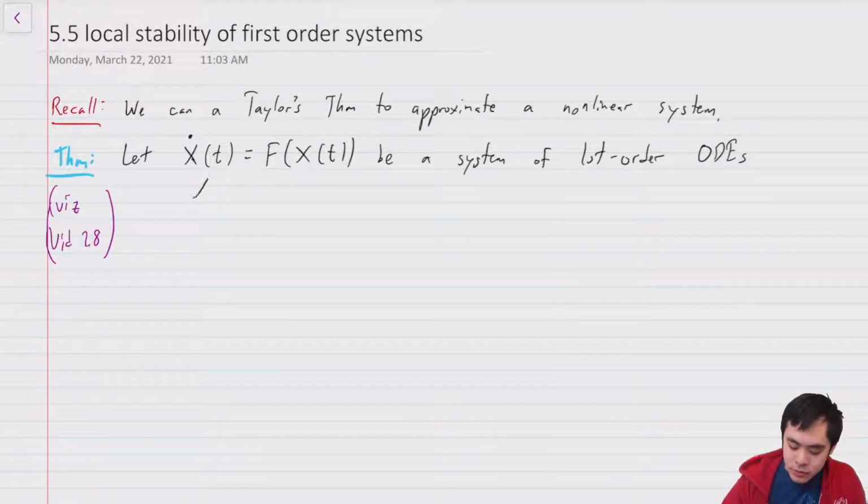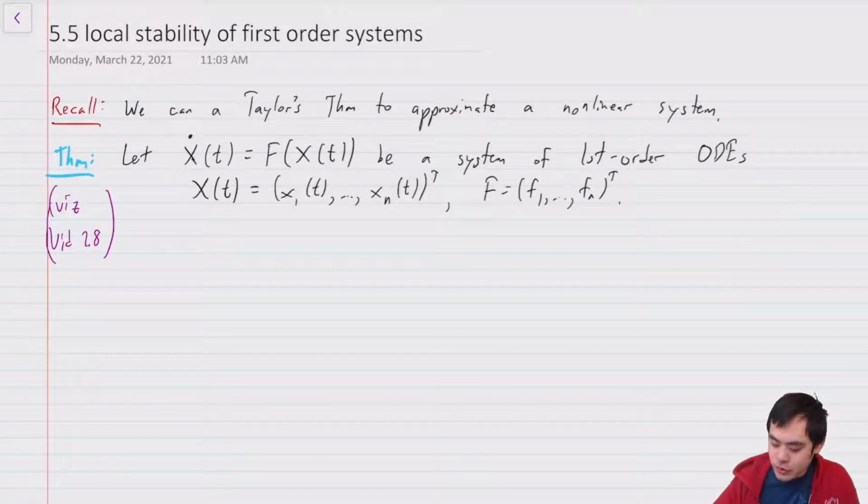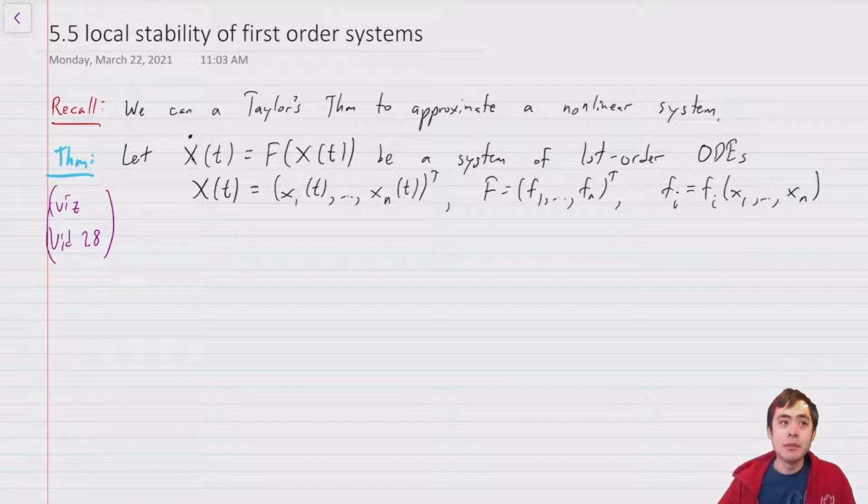Okay, and we're going to let x of t be a column vector of each of our individual variables, x1 through xn of t. And we're going to let our function f be a vector of functions, f1 through fn, transposed, where each of these fi's is a function of just our state variables x1 through xn. Note that this is autonomous, as are most of the equations we're studying in this section.